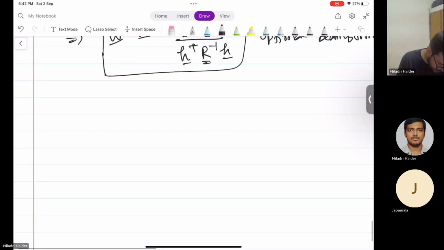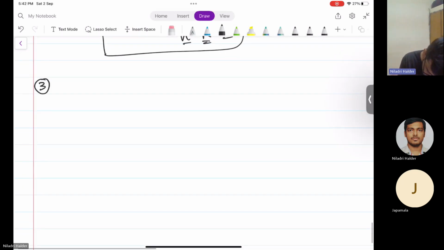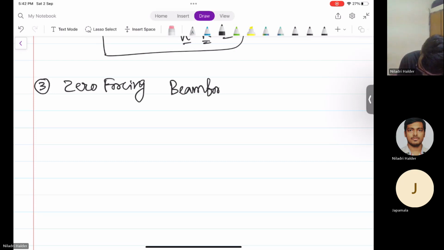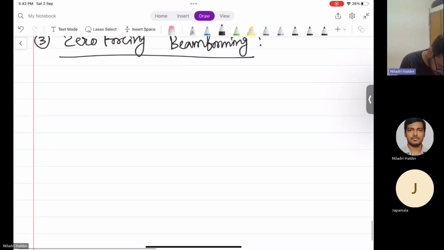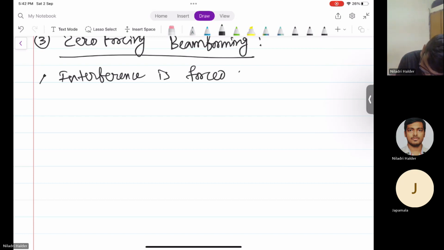Beamforming, and then the third case is zero forcing beamforming. So here we will force the interference term to 0. That means interference is forced to 0.